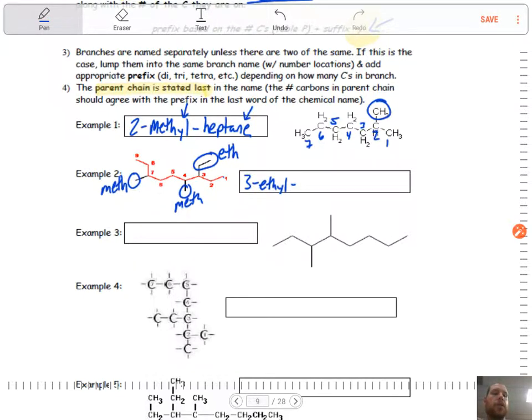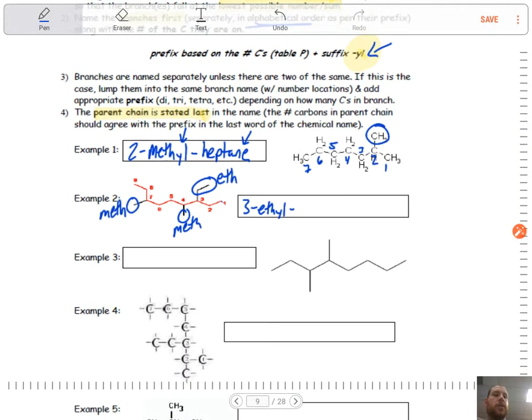Now we have 2 meths, okay? So this is where it's saying, if you have multiple that are the same branch, we're going to lump them together with their number locations and add the appropriate prefix. So this is going to be carbon 4, carbon 7, so 4, 7. How many meths do I have? I have 2. So this is 4, 7 dimethyl. And then the last one is going to be naming that long chain. There's 9. That's a prefix of non-ane.